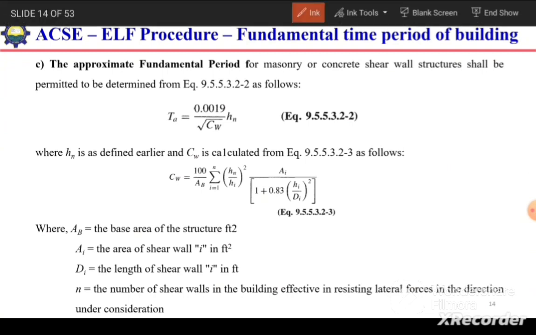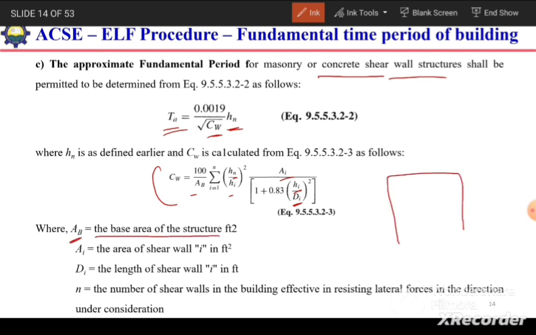And if the building consists of concrete shear wall or masonry shear wall, in that case we can approximate the time period by using this expression, and here Cw is a coefficient which is defined over here, and Hn is the total height of the building from the ground level. And if we see this Cw, it has AB, Hn, Hi, Ai, Hi and Di. So we need to see what are these coefficients. So where AB is the base area of the structure, the total base area of the structure.